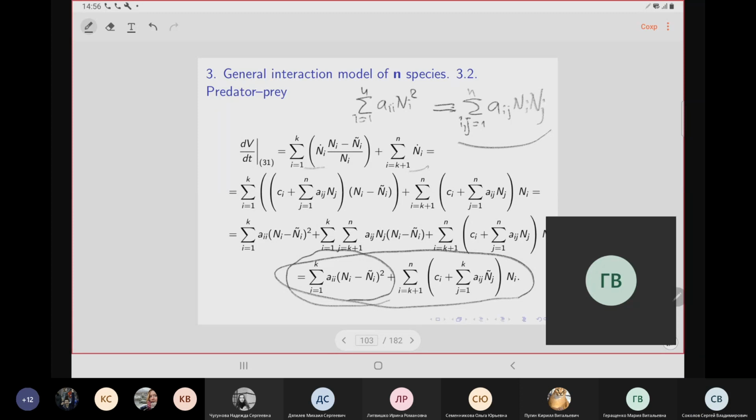Here there is a negative sign. So (ni minus ni tilde) squared is always positive. It is not negative. So the first sum depends on the sign of aii, and the second sum depends on the quantity.